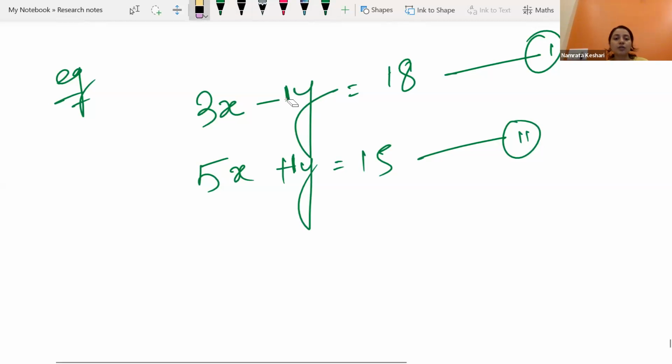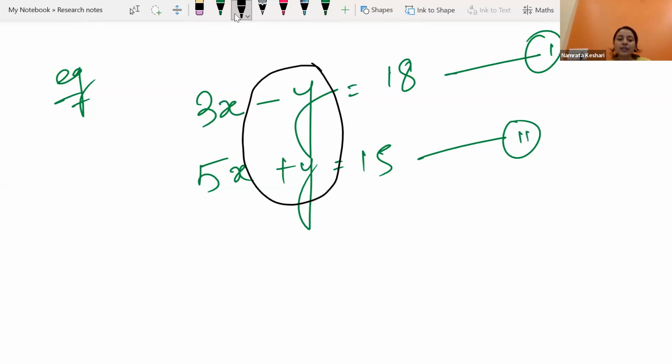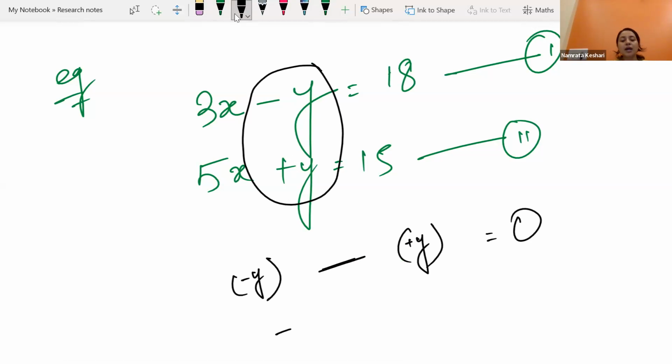Now you think about it. We have one negative y and one positive y. Now again, if I ask you, shall I add these two or subtract these two to make 0? Subtract. Let's do the subtraction. So minus y will become minus 2y. We are not getting 0.